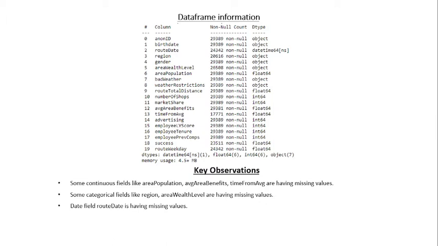variables, some of the categorical variables, have missing values, as we can see in route date, region, and time from average. These fields have missing values. Even success has missing values, but that is part of the problem statement: for the missing values of success, we need to predict the outcome.